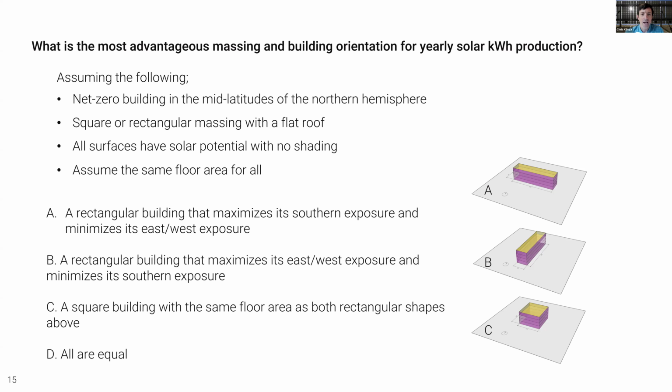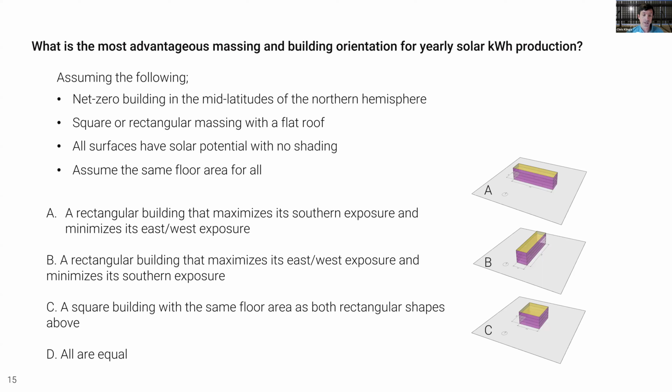And I'd like to take the time to ask you all a question that will help us gauge how you all perceive solar energy as it relates to architecture. And that question is, what is the most advantageous massing and building orientation for yearly solar kilowatt hour production, assuming that the building is a net zero building in the mid latitudes of the Northern Hemisphere, square or rectangular massing with a flat roof, and all surfaces having solar potential with no shading, and assuming the same floor area for all. So option A is a long building with a broad area facing south.